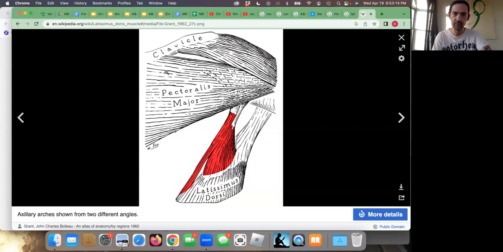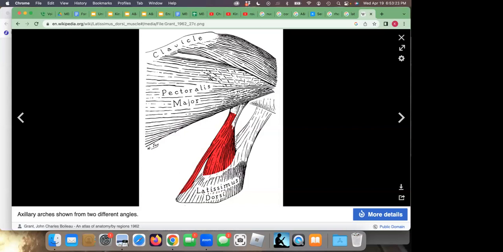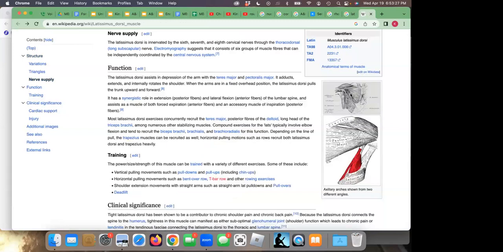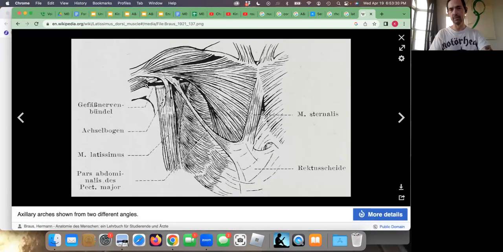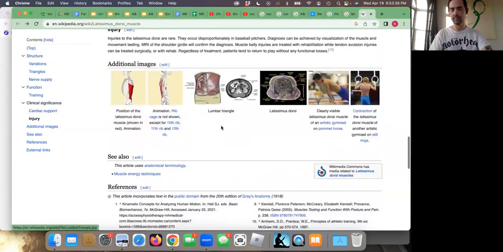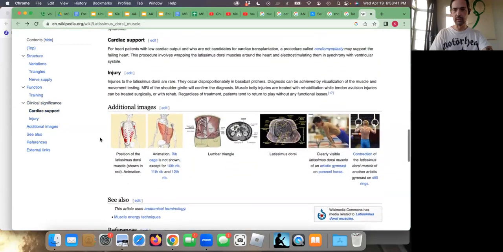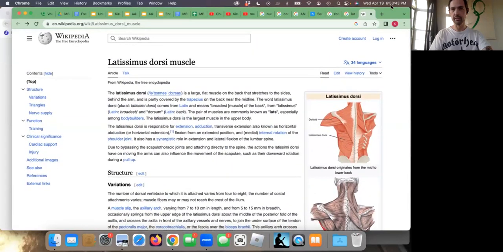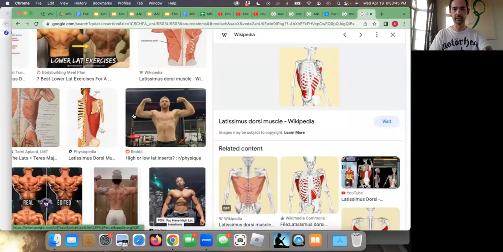And here's the clavicle, here's the pec major. This is probably, I don't know what muscle that is. Probably one of the deltoids. Again, I don't understand the Gray's Anatomy ones as well as the others, and that's probably why I was a ditch digger in the last life rather than a doctor or whatever.